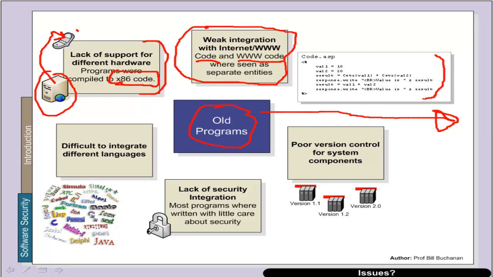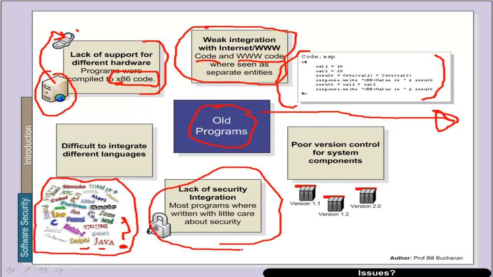As we'll see later, the new methods are integrating web code with standard code. Along with this, there's been a whole multitude of development languages: C++, C, Pascal, Modula-2, Java, Delphi, Algol, and so on. So why do we need to stick with the one language? Why can't we write in whatever language is required? Along with this, there's been a general lack of security, and programs typically do not bother about the security environment in which they run.